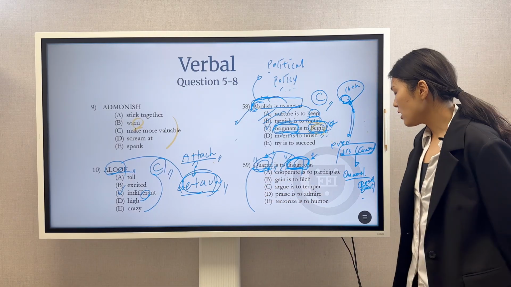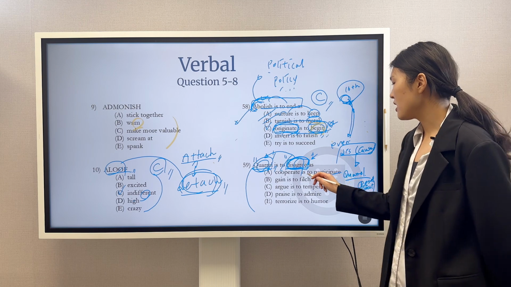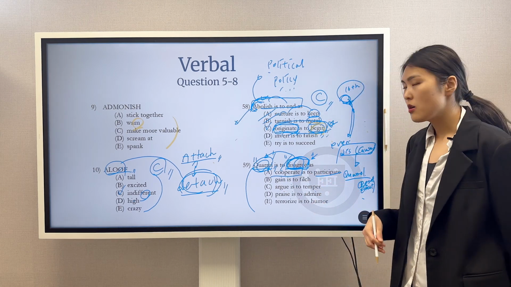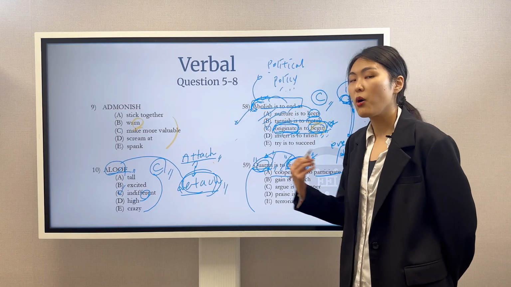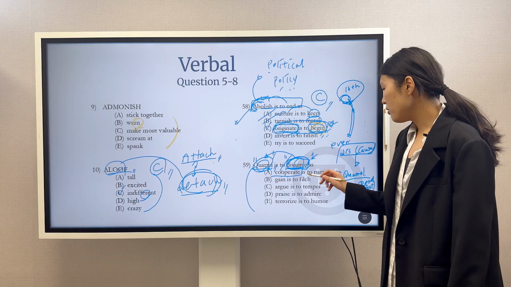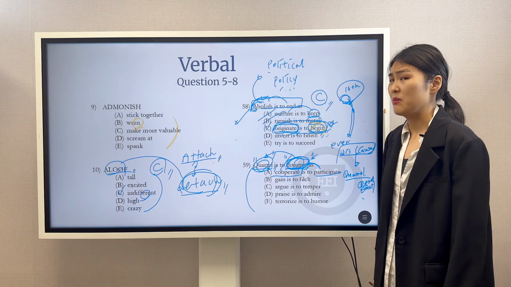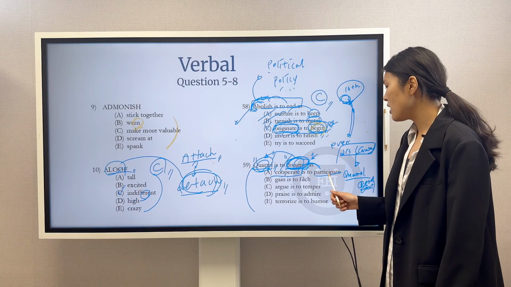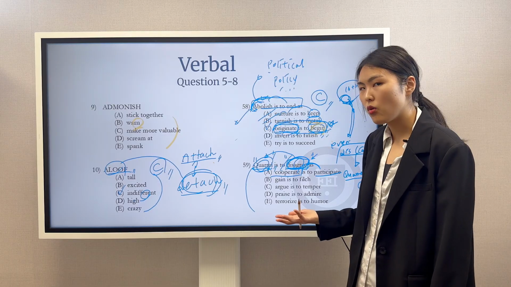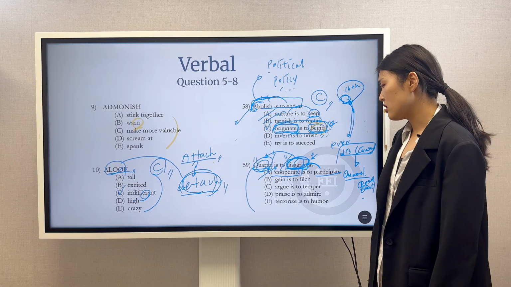Okay, now start with A. Cooperate is to participate. Can we say participate is a cause of cooperate? I don't think so. Participate means being involved, taking part in. Cooperate means work together. Although they can happen at the same time, I would not say participate is what causes cooperate. So I don't think A is a good answer.